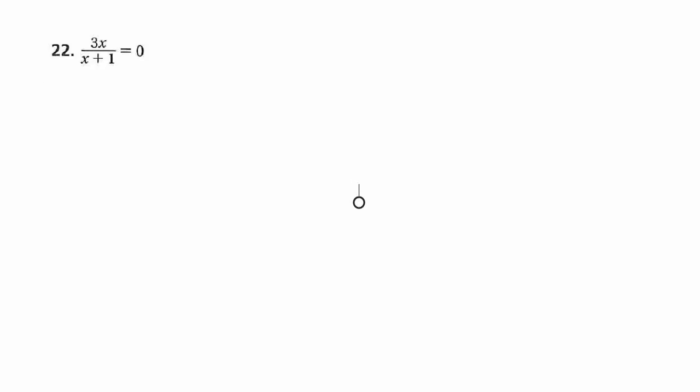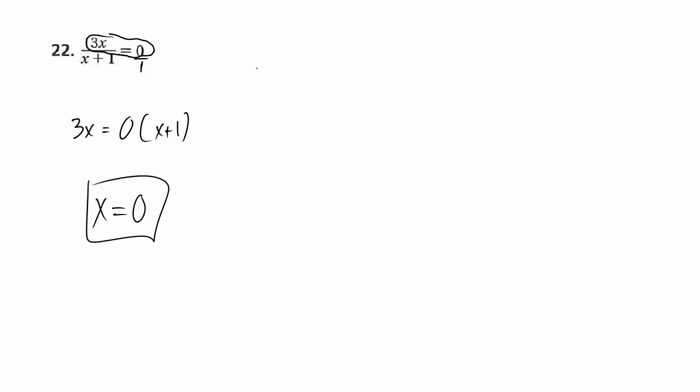For number 22, again, you could kind of do this. Let me do this one the proportional way. So let me just say this is 0 over 1. You could see this as 3x is equal to 0 times x plus 1 if you're going to solve it by cross multiplying. That works. But another way of saying it is you really don't even need to bother with the common denominator, because you could just see this 3x is equal to 0. So you get the obvious answer that x is equal to 0, and I'll check that.